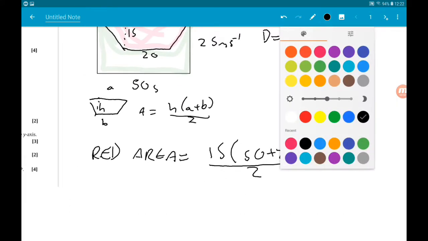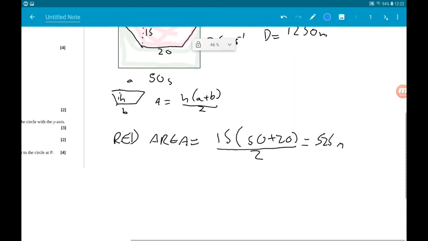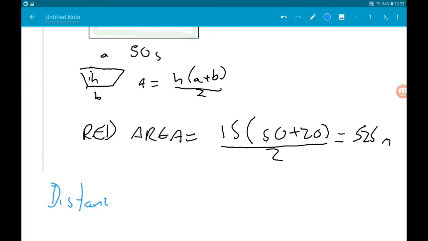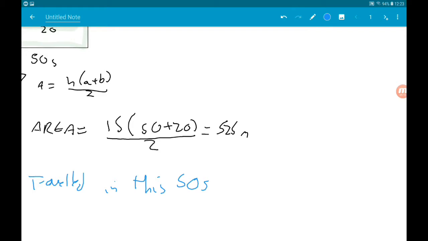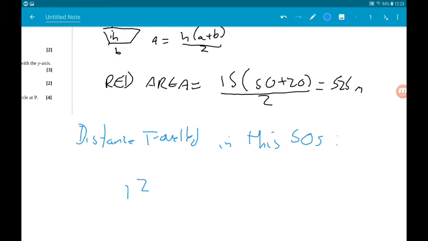So, don't know why I'm writing in boring black. The distance travelled in this 50 seconds is the 1,250 meters minus the 525 meters, and that is 725 meters. Okay, so that's how far we travel in this 50 seconds.